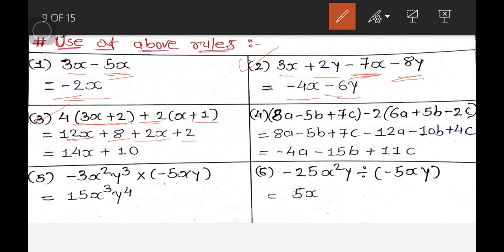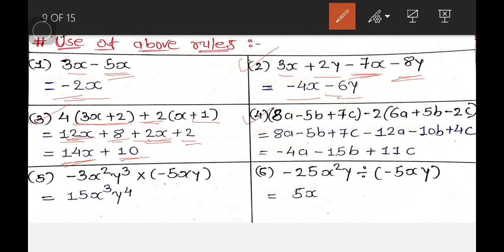Here 12x and 2x are similar terms, so we do addition and subtraction of them. So 12 and 2 have the same sign, so 12 plus 2 equal to 14x, and here both terms have the same sign, then we put a positive sign. Now for 8 and 2, so 8 plus 2 equal to 10, and both terms have the same sign, then we put a positive sign.